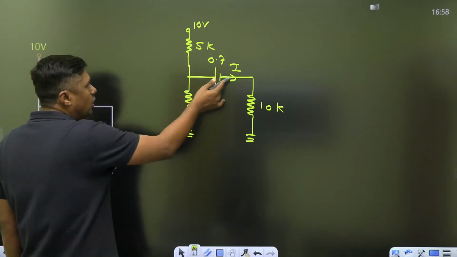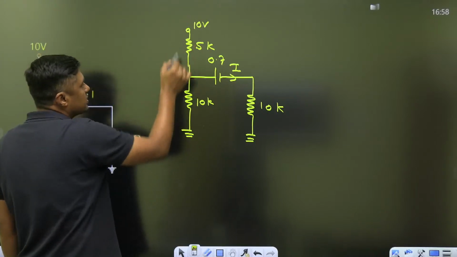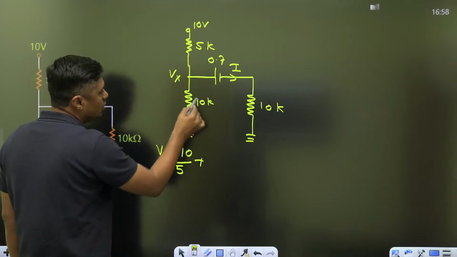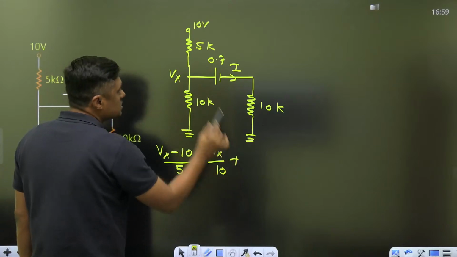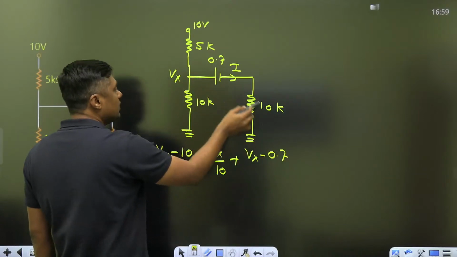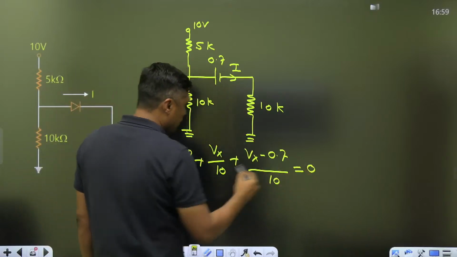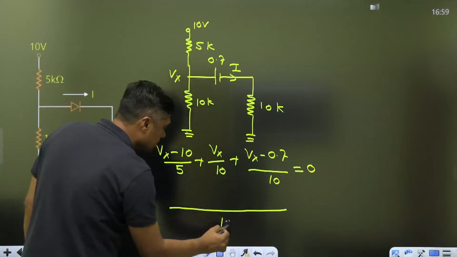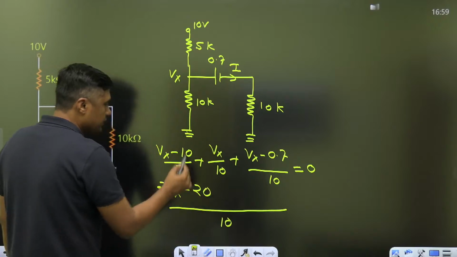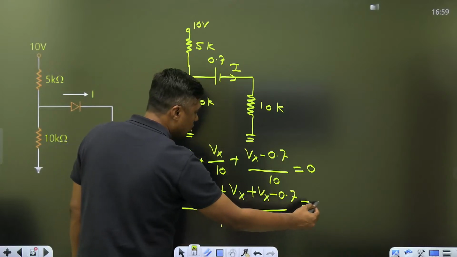If you want to find the current I, you can find the Vx. Apply the KCL, nodal equation: (Vx minus 10) by 5 plus (Vx minus 0) by 10 plus (Vx minus 0.7) upon 10, equal to 0. This voltage will oppose, so you subtract the battery here. You can take 10 as the LCM. Then it will become 2Vx minus 20 plus Vx minus 0.7 is equal to 0.